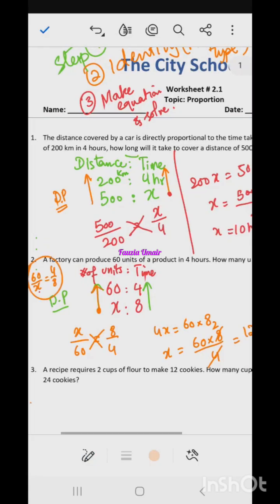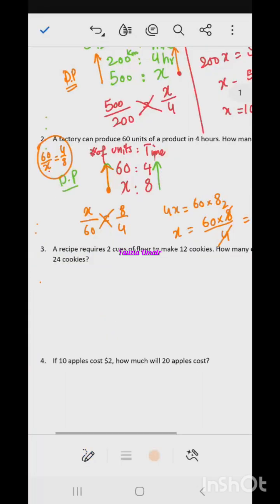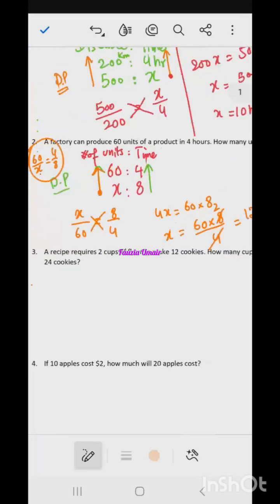All right. So let's solve one more question so you have an idea how we are going to solve. A recipe requires 2 cups of flour to make 12 cookies. How many cups of flour are needed to make 24 cookies? So what are the two things we are comparing? We are comparing flour and number of cookies. Cups of flour, number of cookies. These are the two quantities compared.